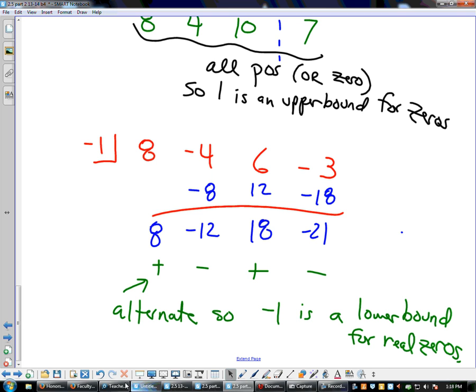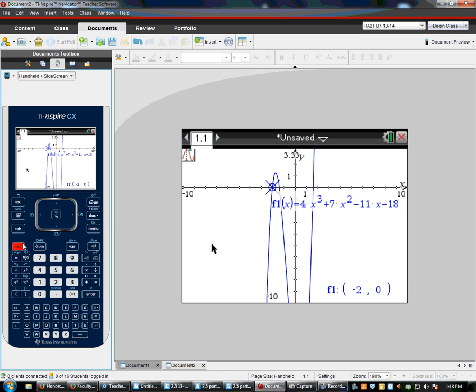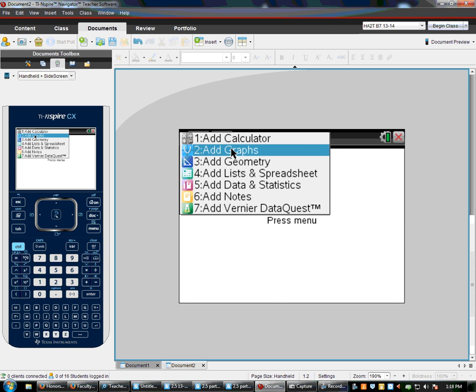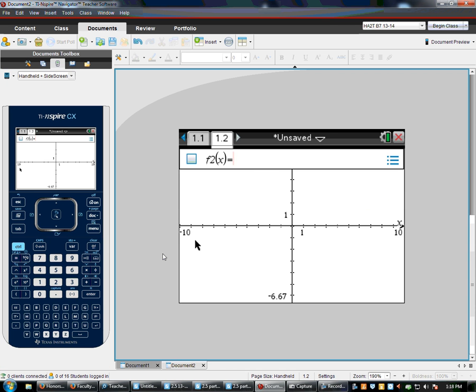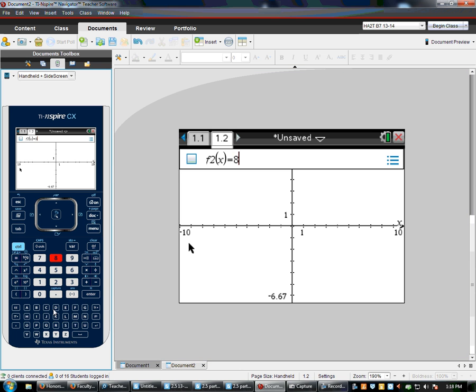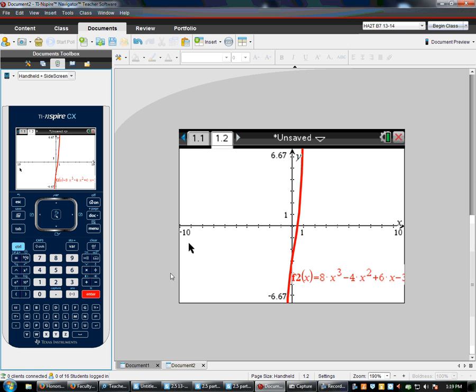Let's take a look at the graph to see how we are doing with this. If that is true, then we don't have to test a bunch of those numbers. Let's type this in. Go ahead and do this on your calculator if you have not already. 8x raised to the third, minus 4x squared, plus 6x, minus 3. There's our graph.